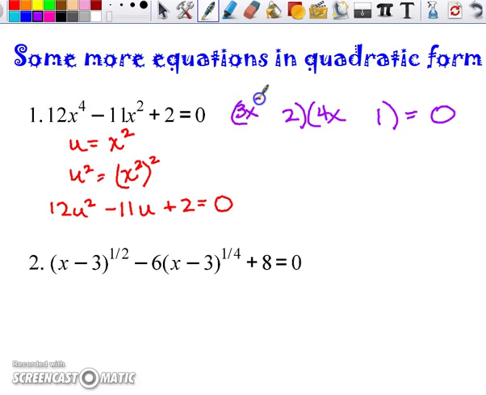I'm sorry. I'm glad I just said that. These are squared because 3x squared times 4x squared is 12x to the fourth.